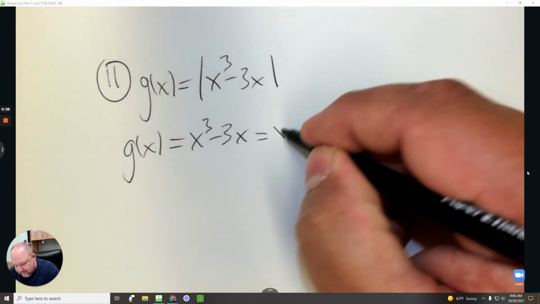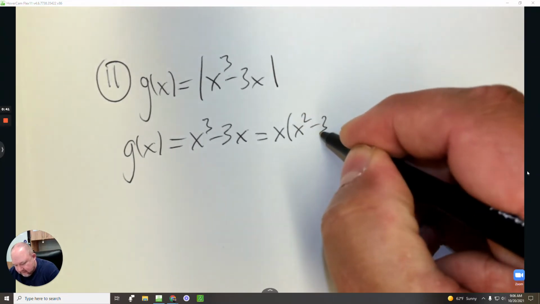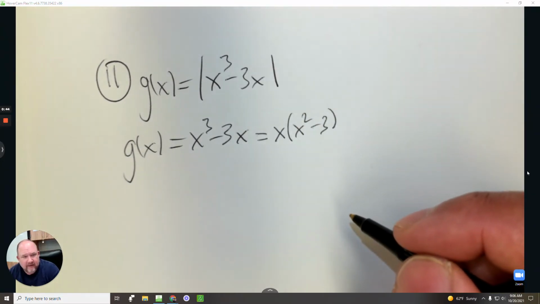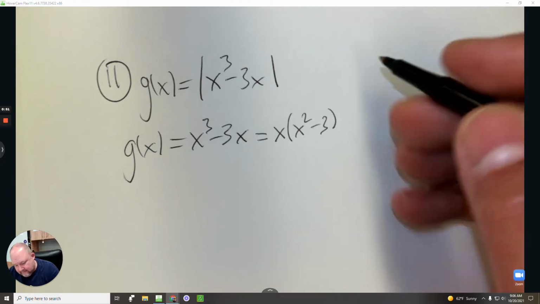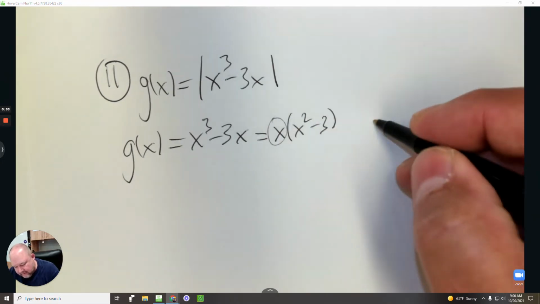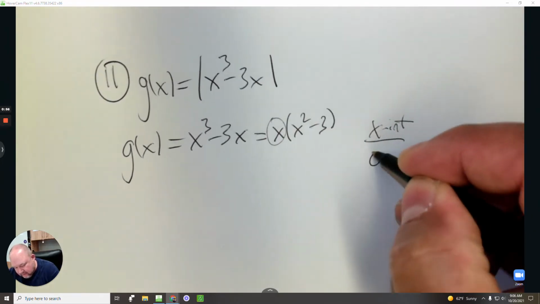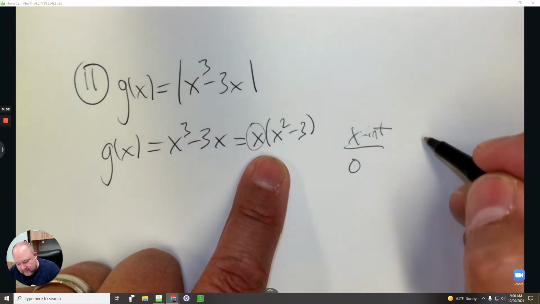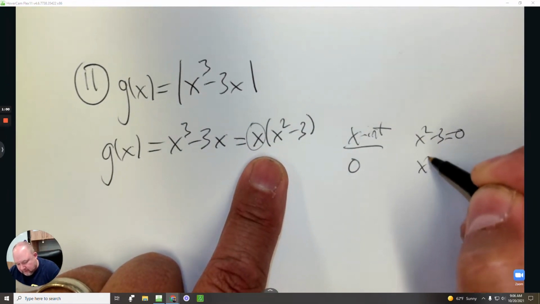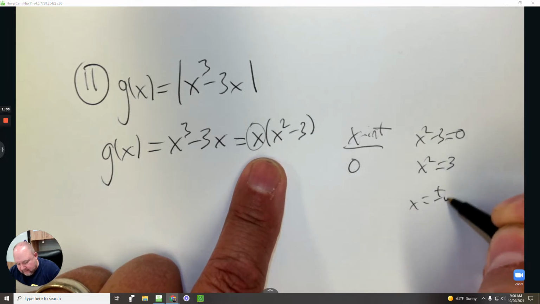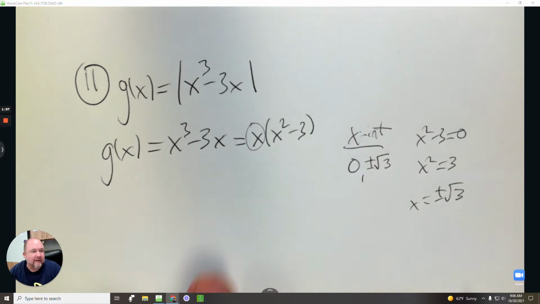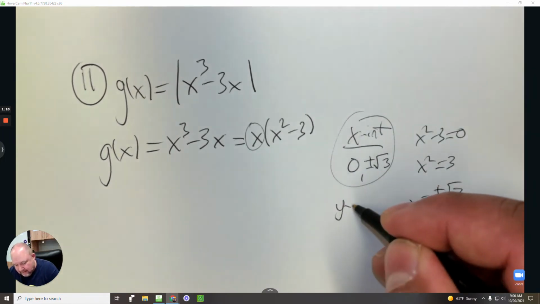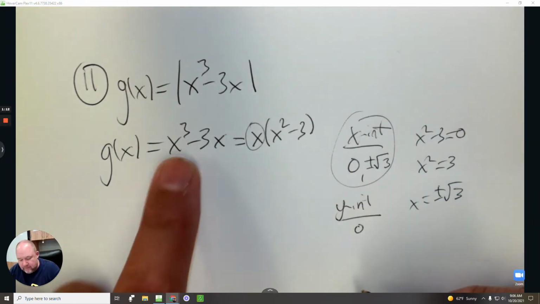And so I can factor out an x. That's x squared, take away 3. So right away, I know that there's an x-intercept at 0. If I take x squared, take away 3, and make it equal to 0 and solve it, then my other x-intercepts are at positive and negative root 3, so almost 2. So those are my x-intercepts. My y-intercept is 0 when I plug in 0.